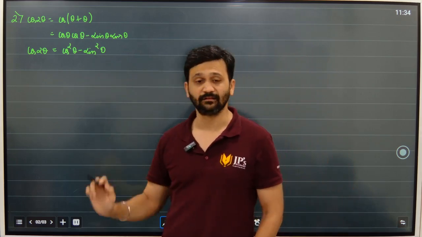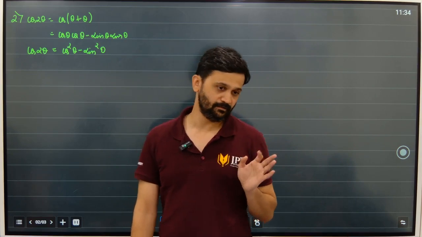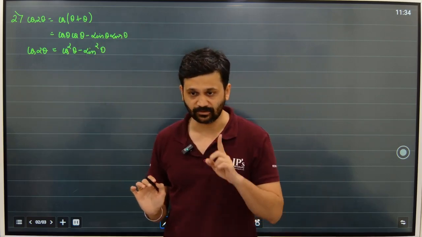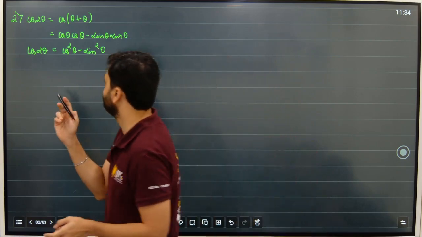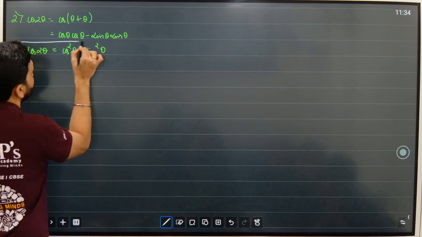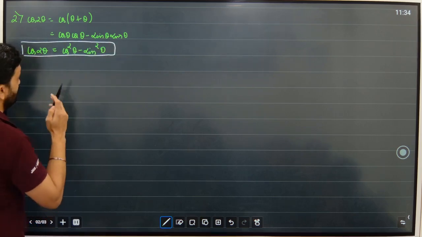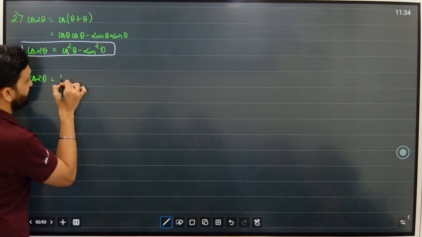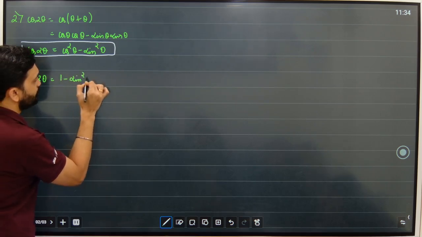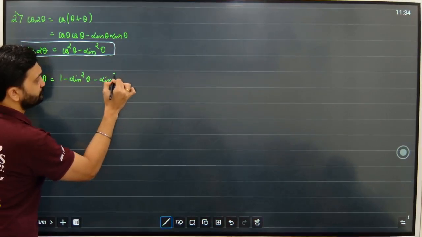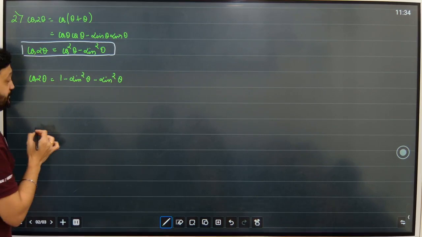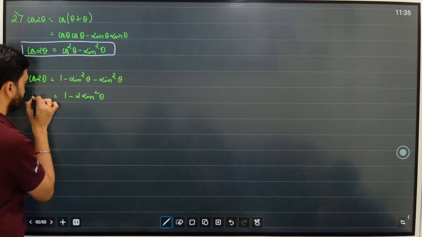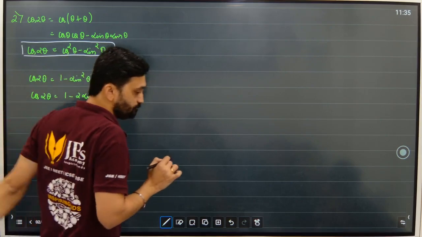Don't put a plus by mistake, because cos square theta plus sin square theta is 1, which we learned about in the identity. So the first formula, guys, is cos square theta minus sin square theta. This is your first formula. Now pay attention. In place of cos square theta, if I write 1 minus sin square theta, minus sin square theta, it will become 1 minus 2 sin square theta, which is another formula for cos 2 theta.